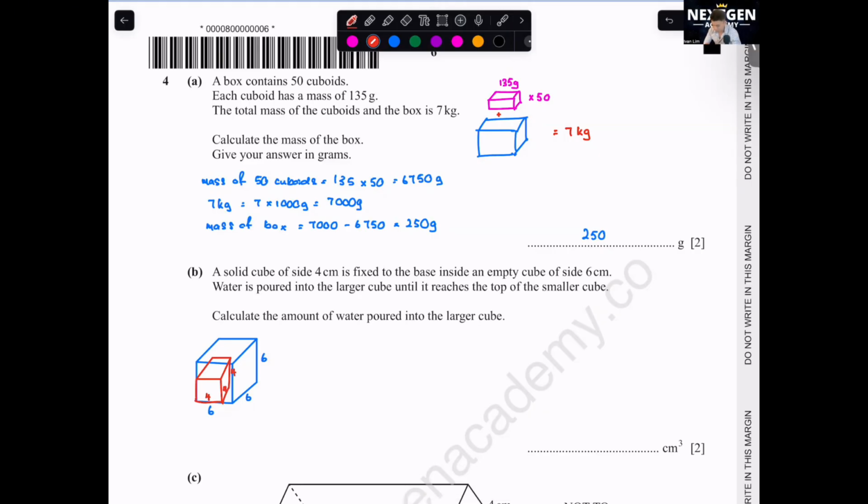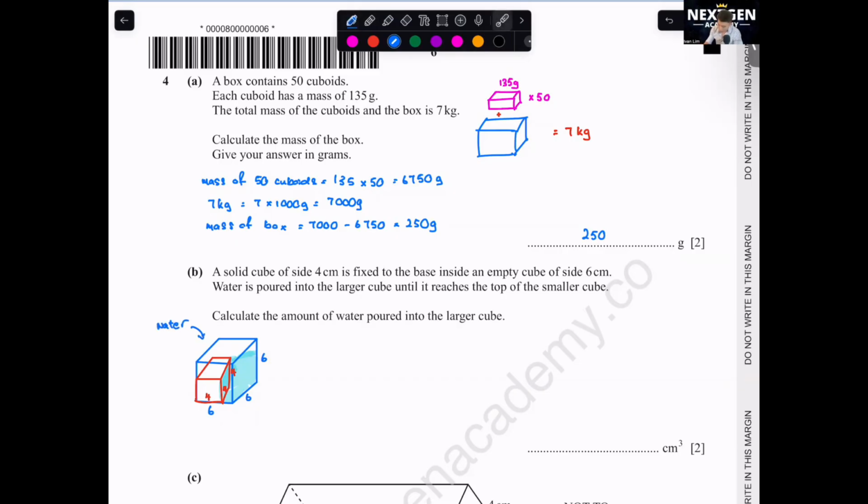Amira got 80. Okay, good. They're going to put water inside until it fills up. Water is poured into the large cube until it reaches the top of the smaller cube. Means it's not going to reach until this 6 cm. It's only going to reach until this 4 cm over here. So it will fill up to this length, and the back also will be filled. They want you to figure out how much water is poured inside here.